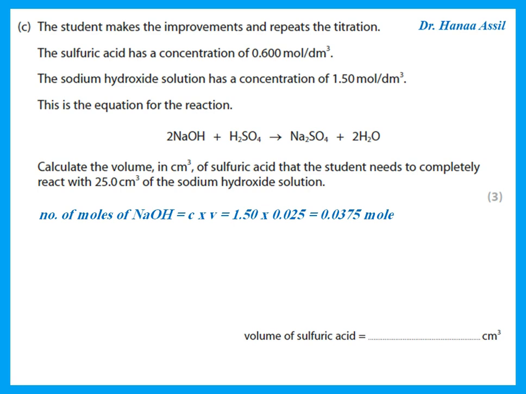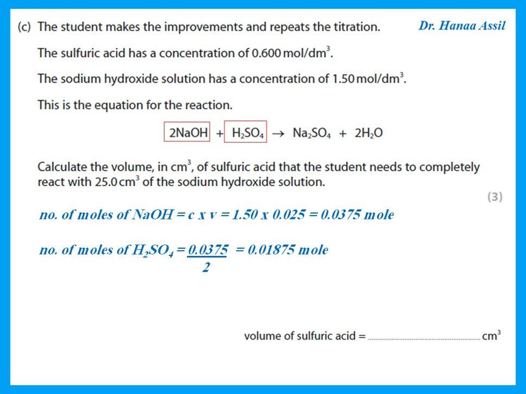Then we look at the equation. Where is the equation? The equation says 2 moles of sodium hydroxide react with 1 mole of sulfuric acid. Remember, if there is no number, it's 1. So it is a ratio of 2 to 1. So if the sodium hydroxide is this number, then what would be the number of moles of sulfuric acid? It's half of it. So that is how we get number of moles of sulfuric acid.